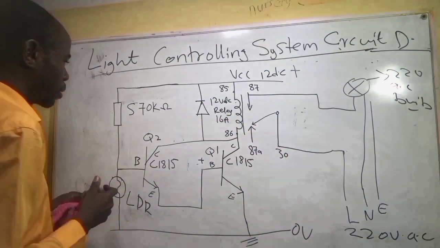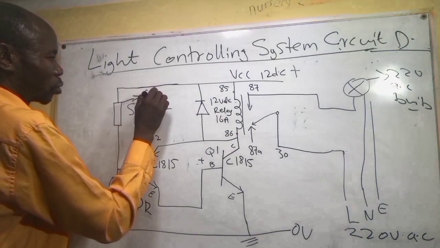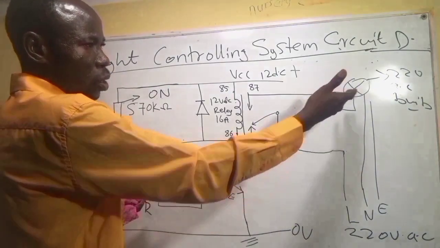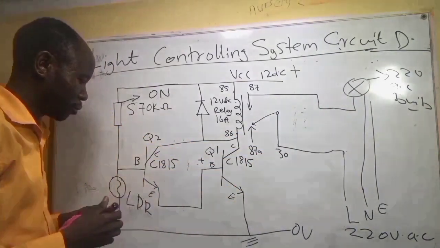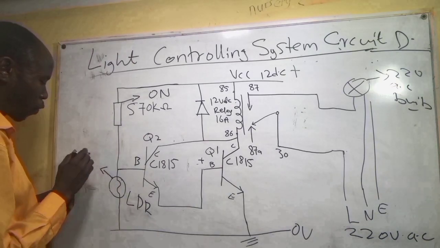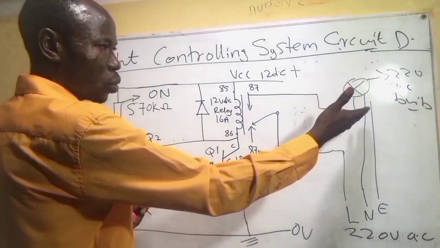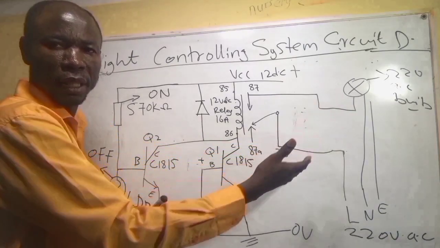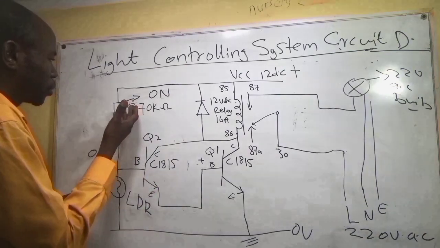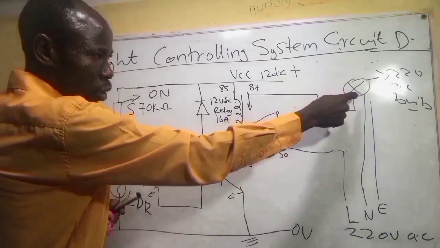In this circuit, the 570 kilo ohms resistor is the one that causes the load to be on during the night. The light dependent resistor, the LDR, is the one which causes the load or the bulb to go off during the day. So let's look at how the 570 kilo ohm resistor causes the load or the bulb to come on.